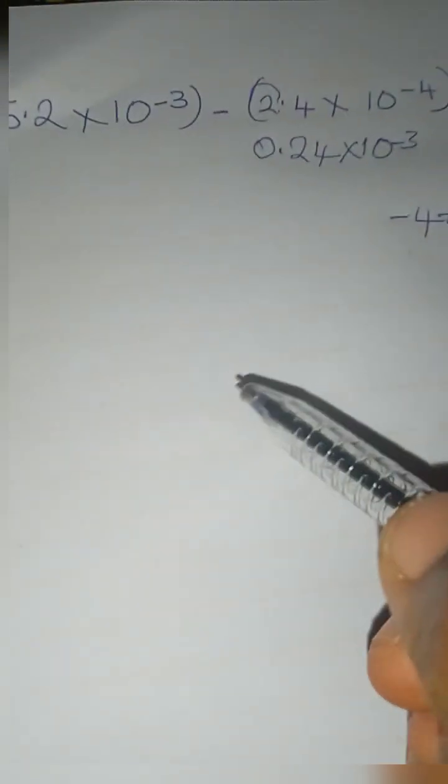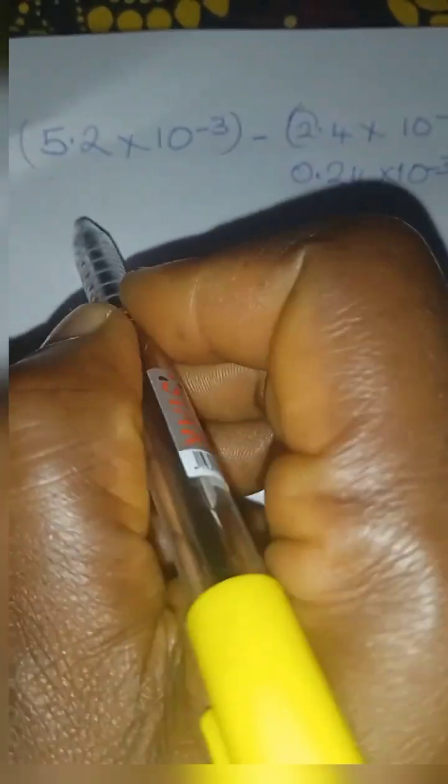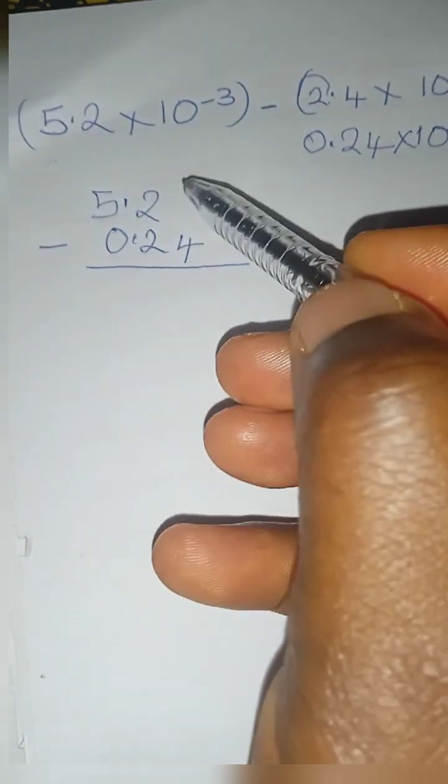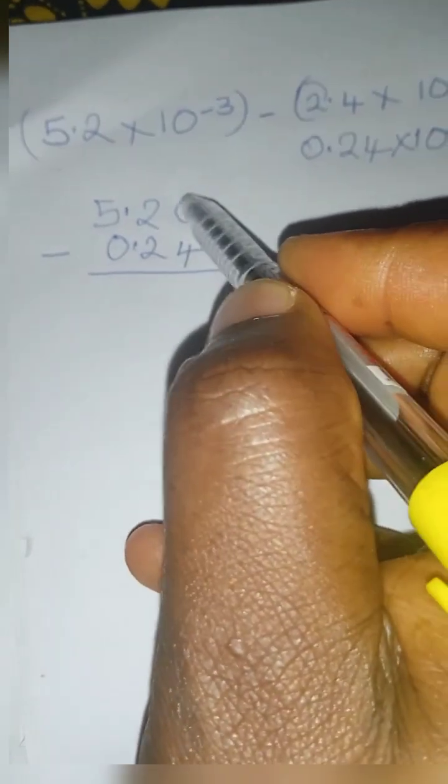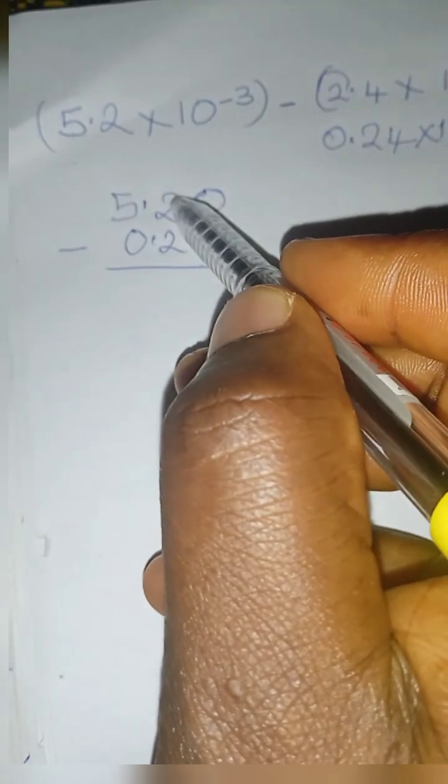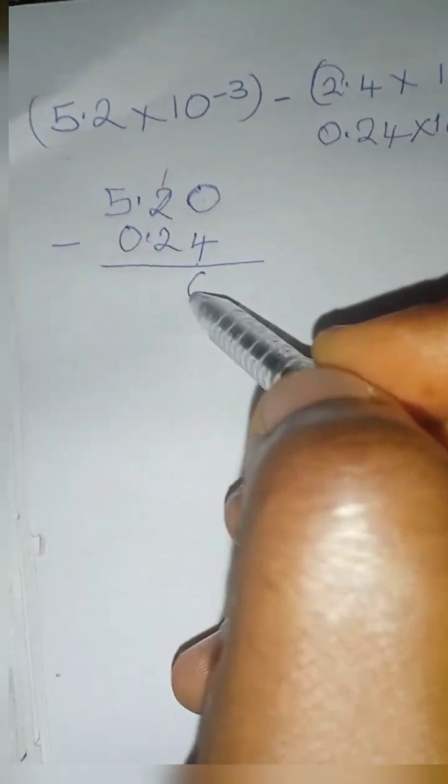So in this case, this one is already 0.24 times 10 raised to the power minus 3. So I'm going to start my subtraction. 5.2 minus 0.24. We know that 5.2 is the same as 5.20. I can add 0 here, so I subtract 4 from 0. It cannot go. I borrow 1 from here, and it becomes 10. 10 minus 4 becomes 6.